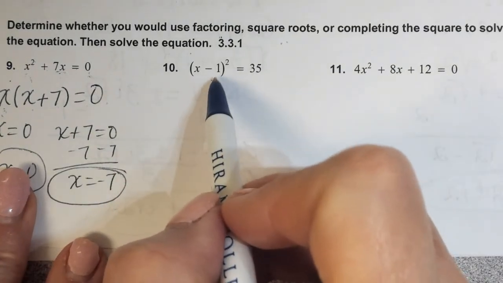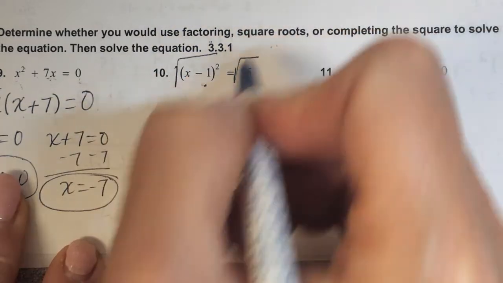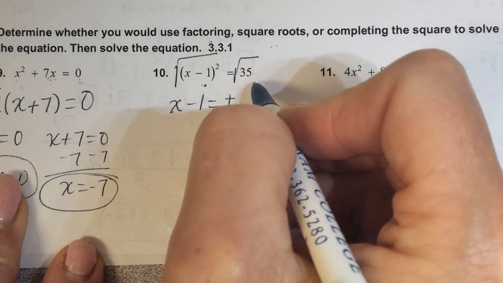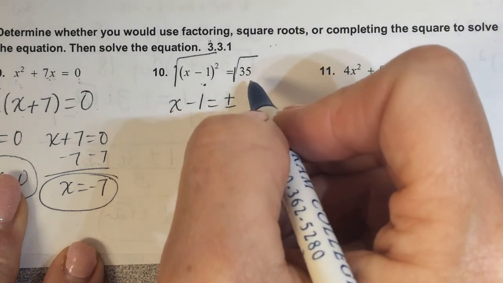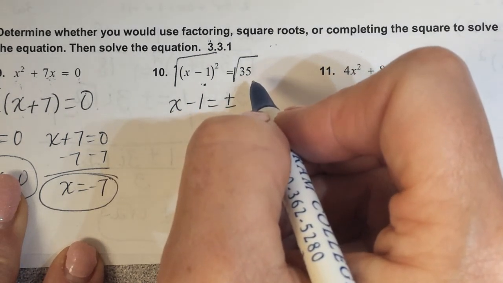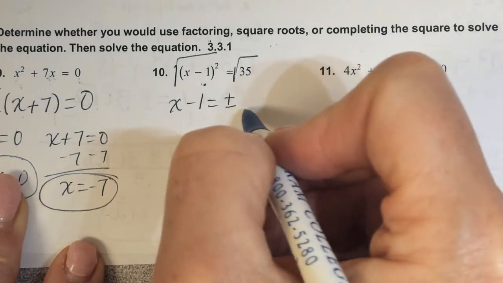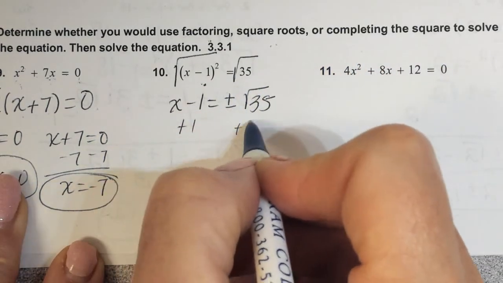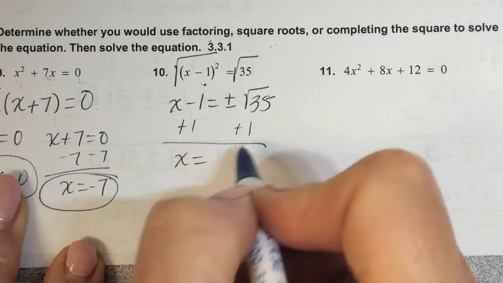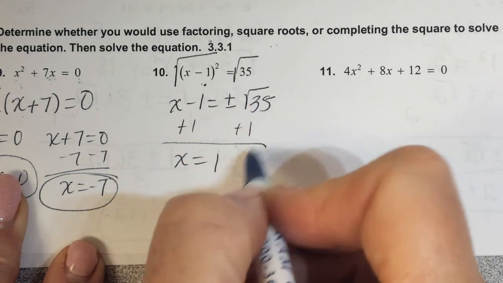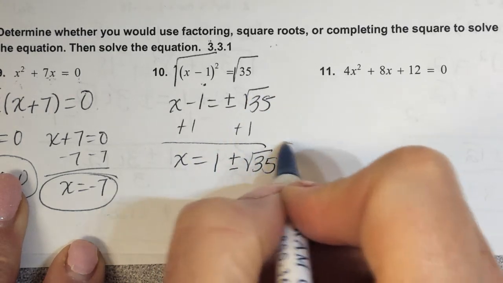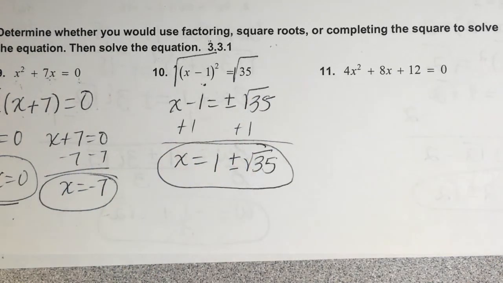All right, what about this, guys? What do you think? Square roots, yeah, take the square root of both sides. So now I'm going to have x minus 1 equals plus or minus. Can I simplify square root of 35? 7 times 5? Nope. So just got to leave it. And then add our 1 to both sides. Remember to keep that whole number first and then the irrational part second. And that's the best answer there.